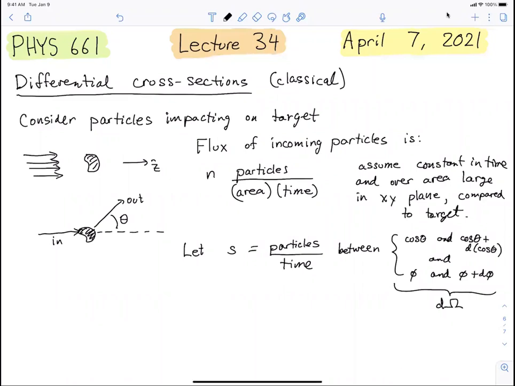I'm sorry, Professor. Sorry, go ahead. Yeah, I'm lost a little bit. So I was busy writing. What happened here? Something's coming in and it's being deflected? That's right. We're sending in particles and they're being deflected. Off of the surface? Off of this target, whatever it is. Okay, so what are we trying to calculate here? We're not trying to calculate anything right now. We're trying to define what differential cross-section is. Okay, thank you.